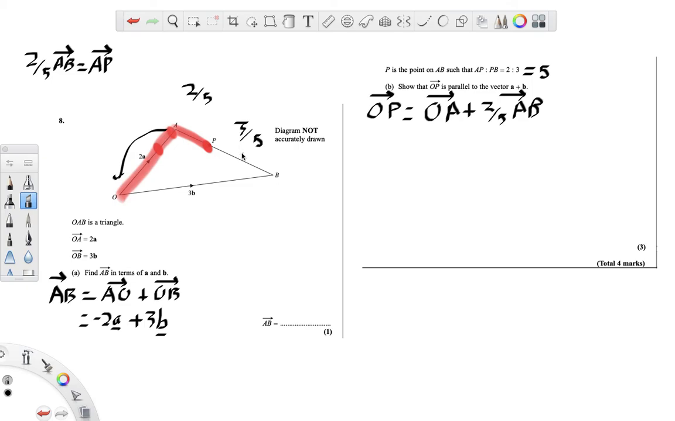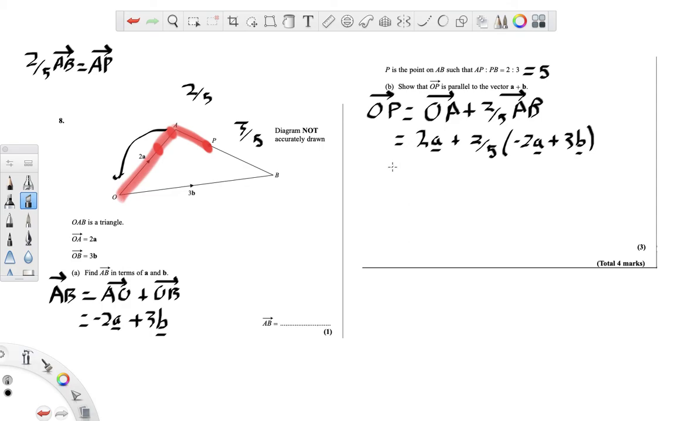Okay, so then we've just got to fill in the blanks with our vectors. So O to A, well, that's defined as 2A. And then we've got plus 2/5 of AB. Well, we just worked out what AB was. So it'll be plus 2/5 of minus 2A plus 3B.